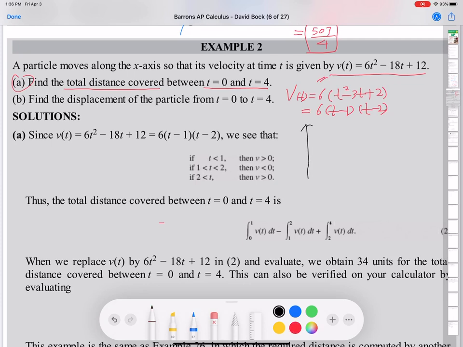So I will draw the velocity versus time graph. 1 is here, 2 is here. We need to find from 0 to 4, so 3 and 4 are here. And then the graph is a parabola, so it looks something like this.